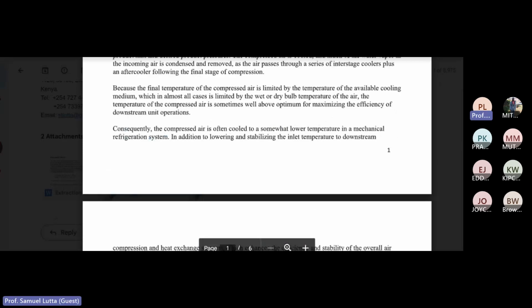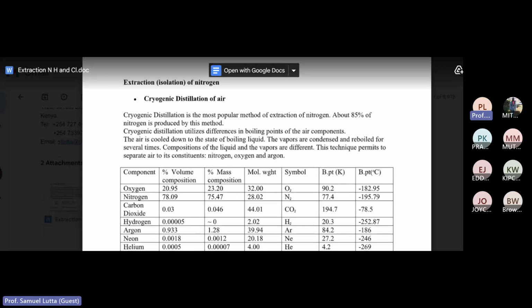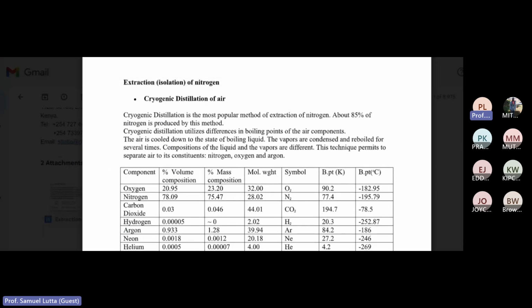So I think this one is just fractional distillation of liquid air. It's called cryogenic distillation. Cryogenic liquids are normally called boiling liquids. When you cool a gas and it condenses to form a liquid, the liquid will behave as if it is boiling. So they are called cryogenic liquids.